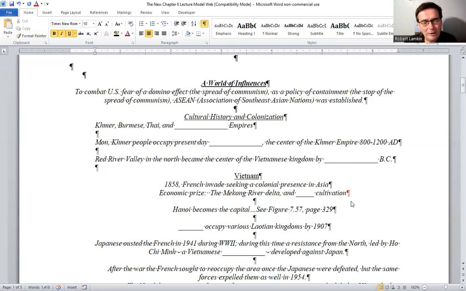And then shortly thereafter, as pertains to the focus of study this week, is ASEAN. All right, ASEAN, the Association of Southeast Asian Nations, was established to stop the spread of communism in Southeast Asia.